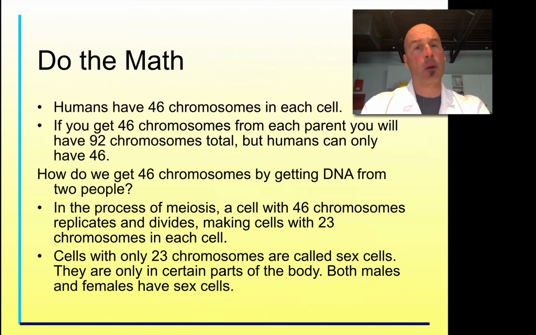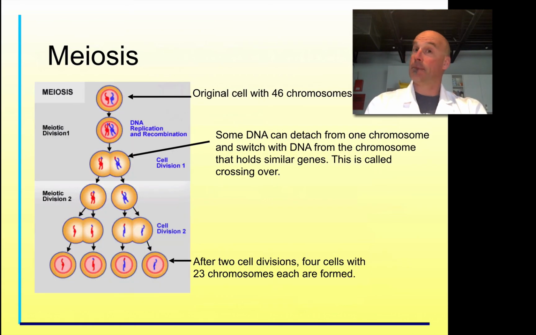So in the process of meiosis, a cell with 46 chromosomes replicates and divides, but makes cells with 23 in each individual cell. So cells with 23 chromosomes are called sex cells. They're only in certain parts of the body. They're not somatic cells, they're not body cells. They're sex cells. And both males and females have sex cells.